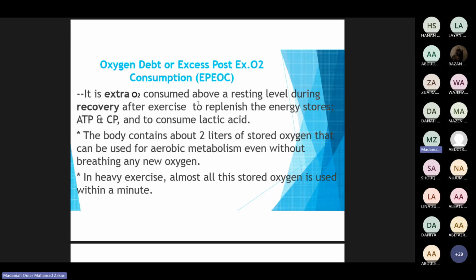The body contains about 2 liters of stored oxygen, which can be used for aerobic metabolism when we shift from anaerobic to aerobic, even without breathing any new oxygen. So you have your own store of oxygen ready for the start of the exercise. But in heavy exercise, you need more than that. All this oxygen will be used within a minute. So what happened?